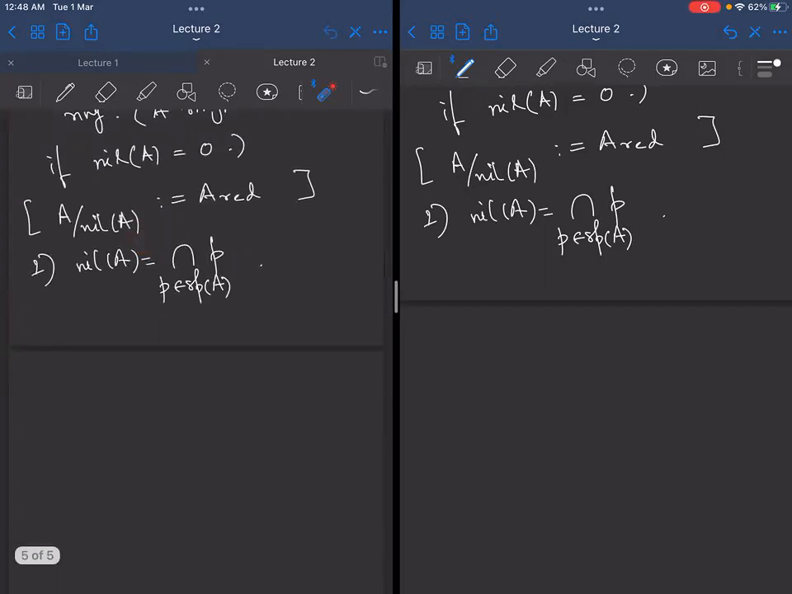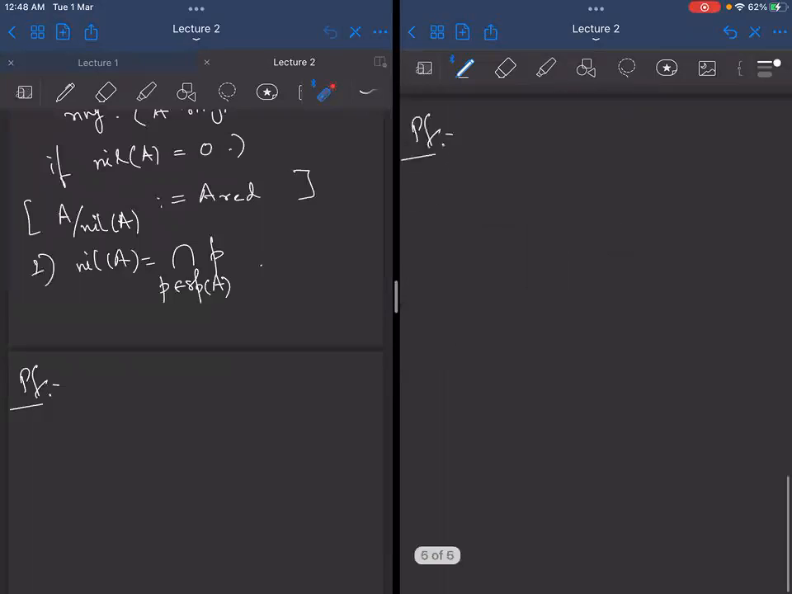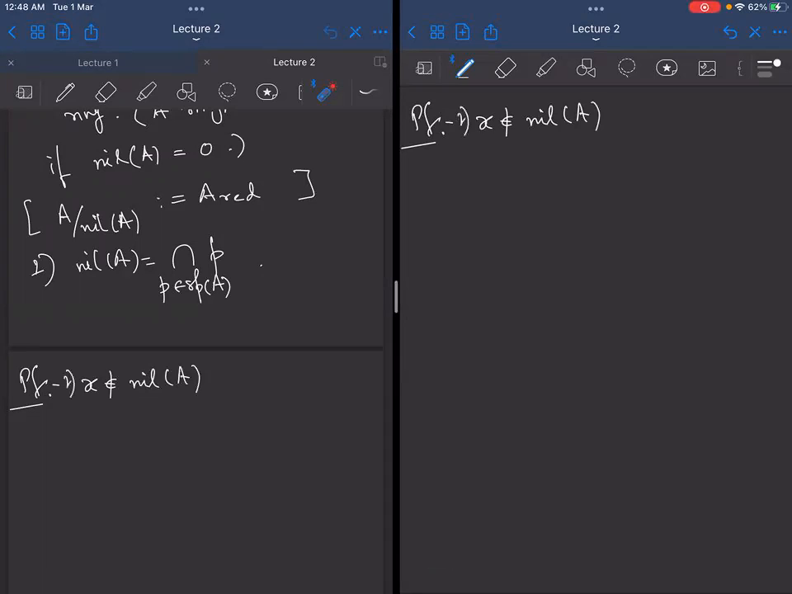But for the reverse inclusion, what we will do is take an element outside the nilradical of A. That means x to the power n is never 0 for all n in natural numbers. So we will find a prime ideal which does not contain x, and thereby, by the contrapositive statement, you will get that the intersection of the prime ideals is a subset of the nilradical of A.